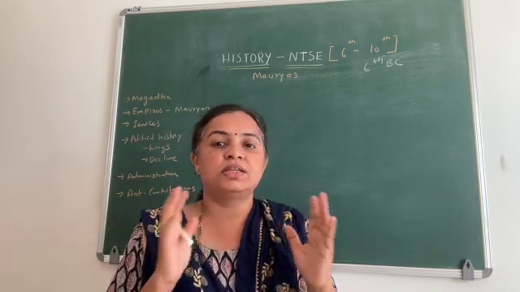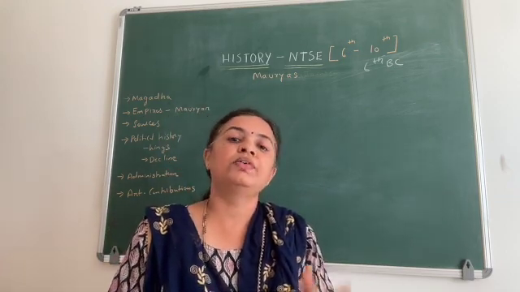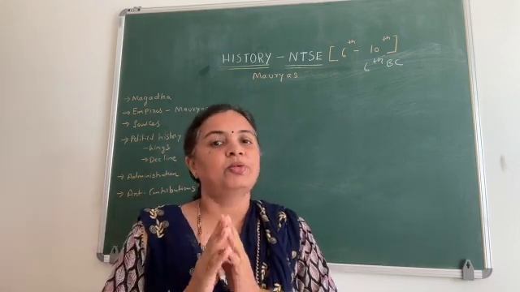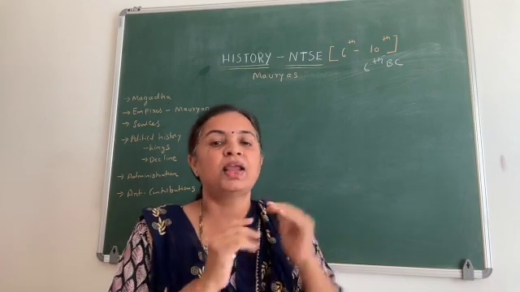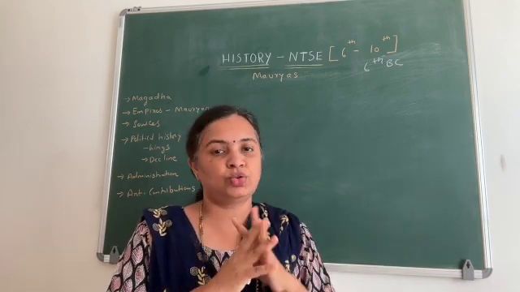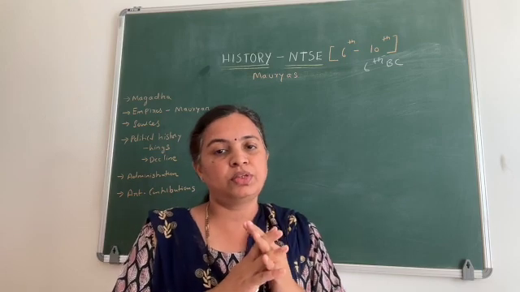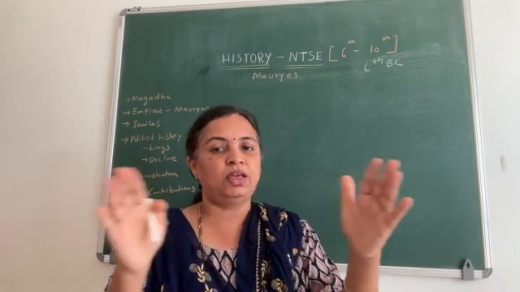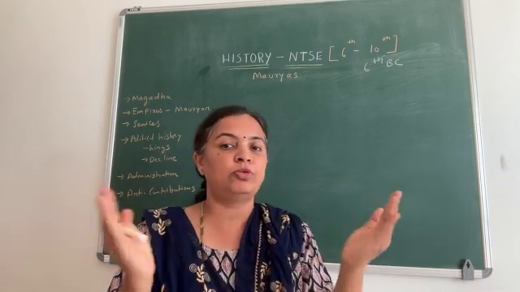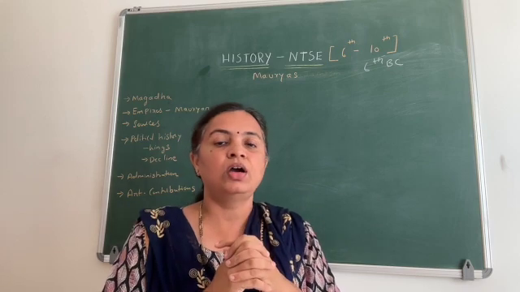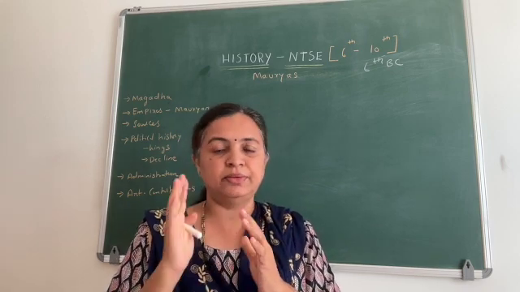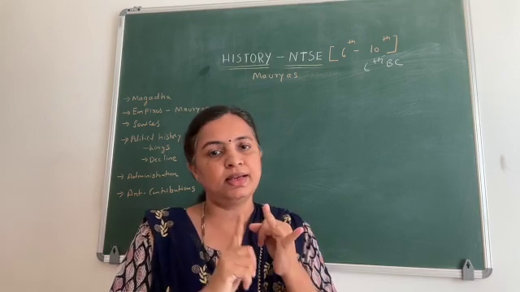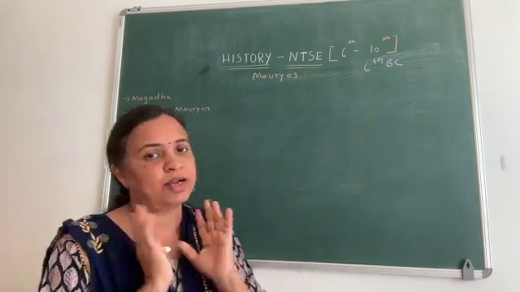So we know there were 16 Mahajanapadas. They were either ruled as a monarchy or as a republic. Monarchy means a king used to rule, and after a king died, his son used to rule. Or it was a republic where equally all the powerful men used to come and administer the Mahajanapada. So either as a monarchy or as a republic. So this is about Mahajanapadas.